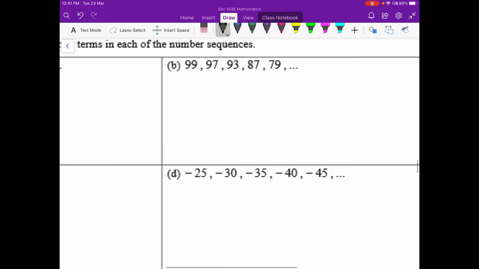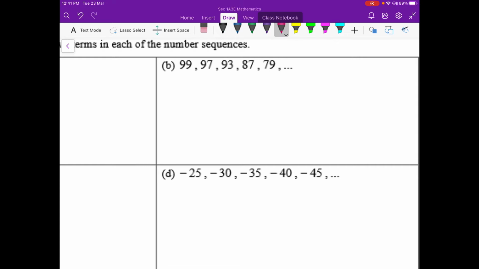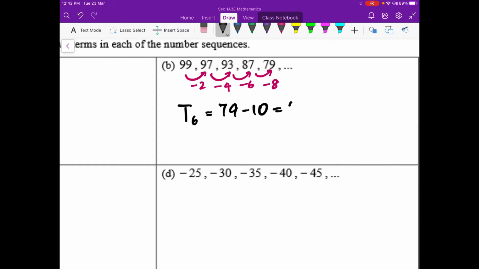Now in part B, 99 to 97 minus 2, over here minus, how much? Minus 4? Minus 6, minus 8. So you probably can see the number pattern also, right? Now, what is the next term? It will be called term number 1, 2, 3, 4, 5, 6. It will be 79 minus 10, equals to 69. And the next one, yes?